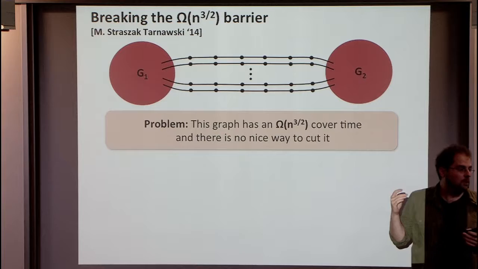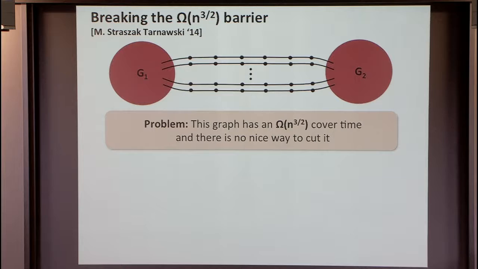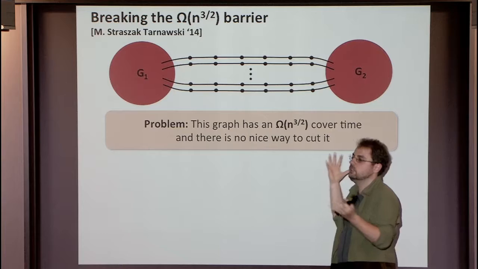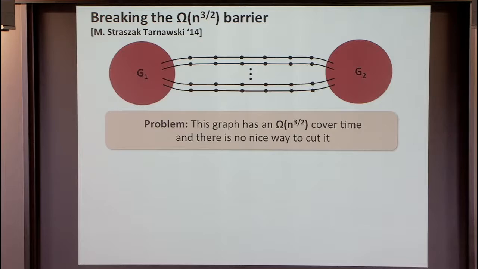If we try to apply the ball growing, it will not give us anything interesting. It will exactly hit this trade-off that gives us n to the 3 halves. So it's not clear what to do with this kind of graph. Okay? Essentially our new algorithm is based on just three insights that I think are more important than the algorithm itself.